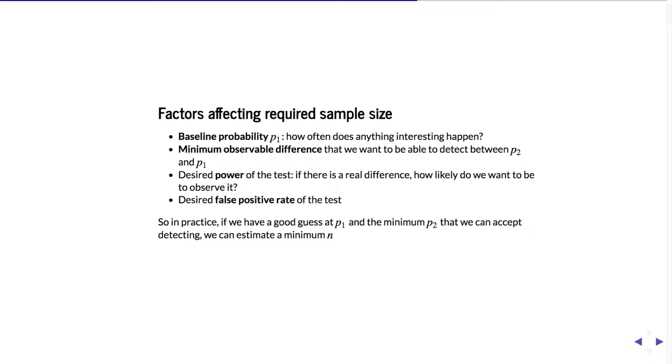And then we'll prescribe a power and a false positive rate. So if there is a real difference, how likely do we want to be to observe it? And if there isn't a difference, what is the chance that we will mistakenly think there is? So in practice, if we have a good guess at P1, the status quo in your product, and we know how often people convert, retain, whatever we're looking at, then we could say, if we want to increase it by a certain amount, what is the n we need to measure that? And that's usually how these calculations go.